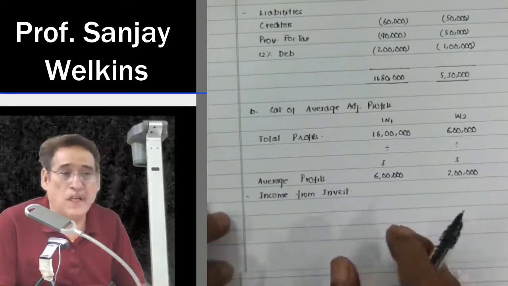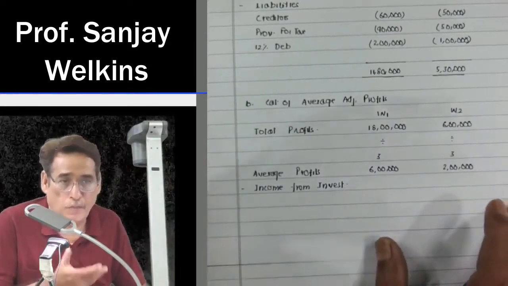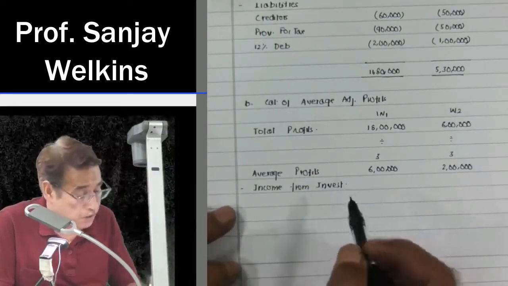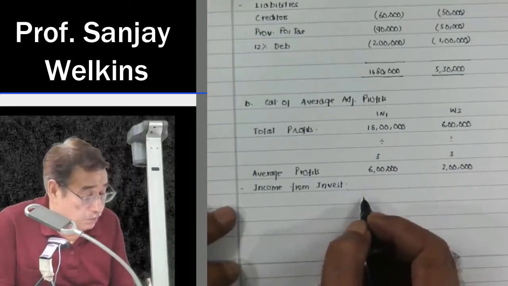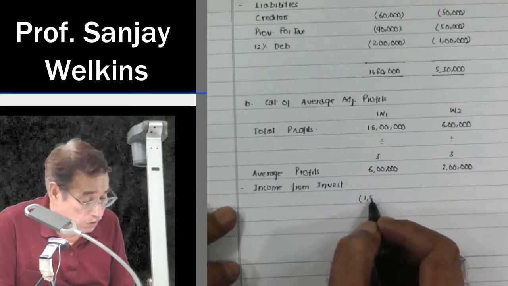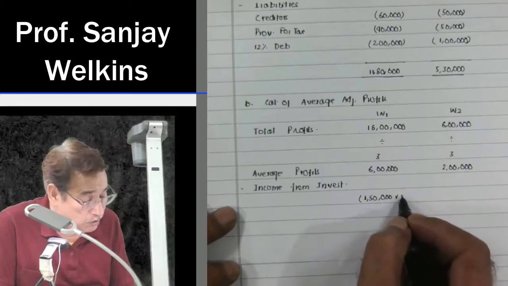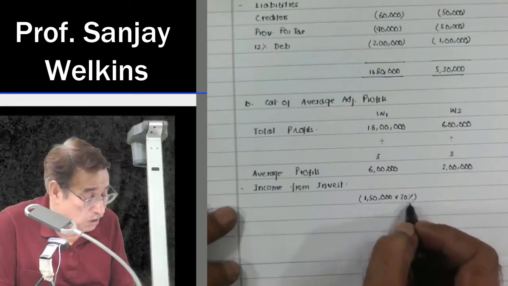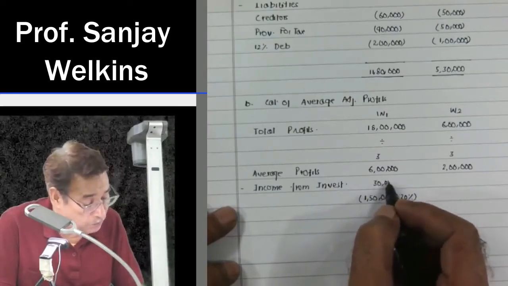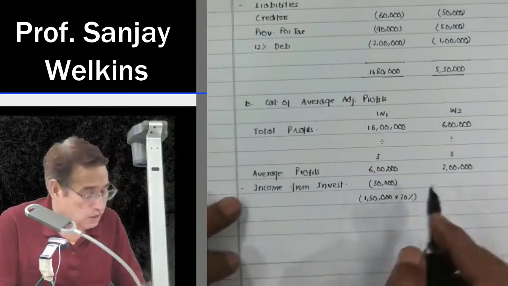Because investments are non-trading, correct? So whatever income we earned on those investments will be considered as non-trading income. So obviously I will have to subtract that. And as far as investments of W1 Limited is concerned, you can check it in your balance sheet. It is 1,50,000. And it was given to us in the question that it fetched a return of 20%. So 30,000 I am going to subtract. Since I am subtracting it from average profit, I will simply subtract 30,000, correct?